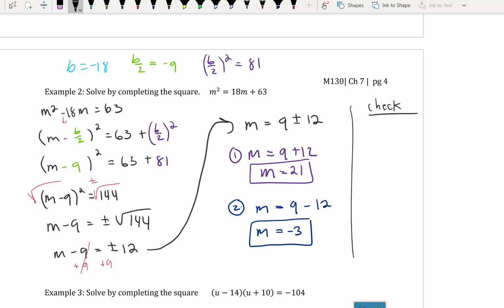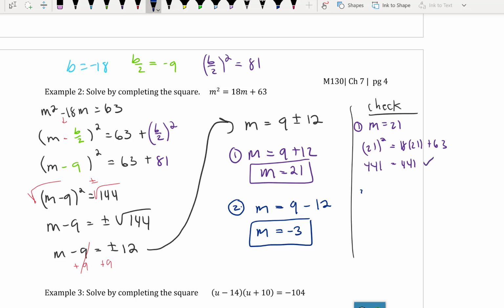So let's try for m is equal to 21. So I'm going to have that I'm checking m is equal to 21 into my original equation. So I'm going to have my 21 squared. Is it equal to 18 times 21 plus 63? Well, 21 squared is 441, and 18 times 21 plus 63 is equal to 441. So that works out. Perfect.